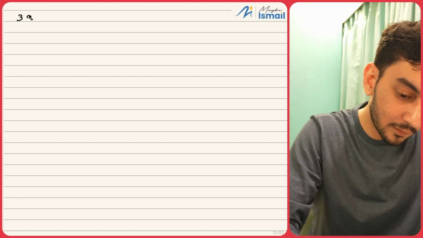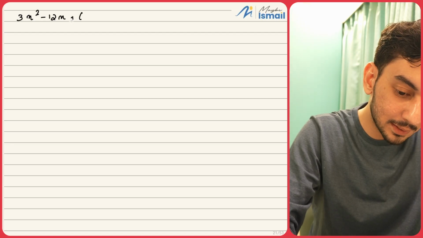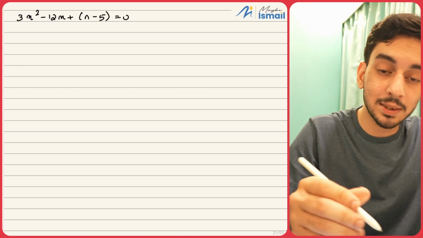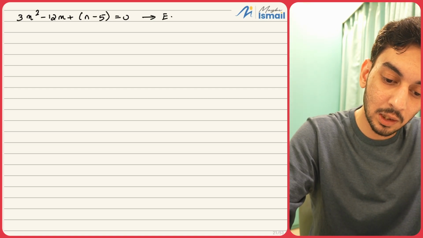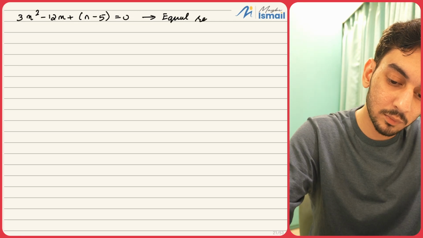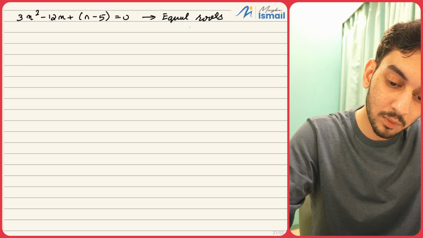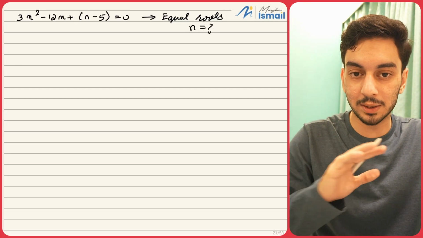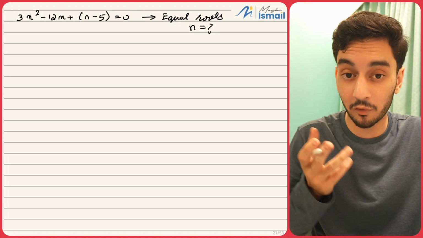So this question says that if 3x square minus 12x plus n minus 5 is equal to 0 has equal roots, what is the value of n? If it has equal roots, what's the value of n? I just try to use the simple formula, which is b square minus 4ac has to be equal to 0 if the nature of roots is equal.